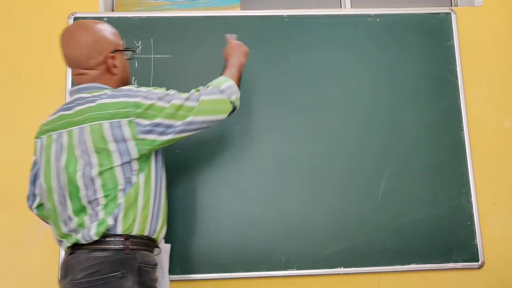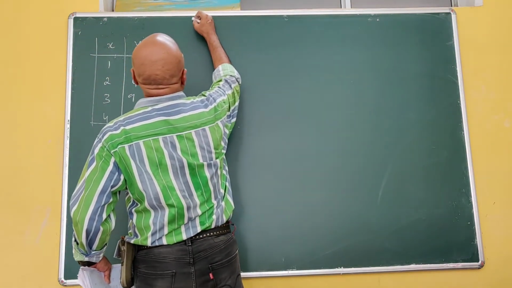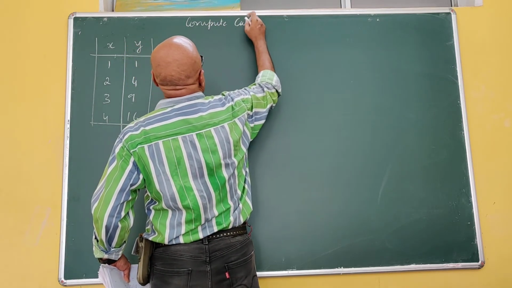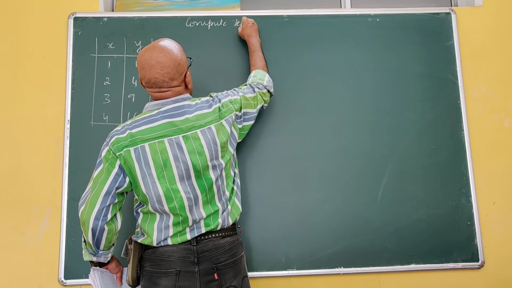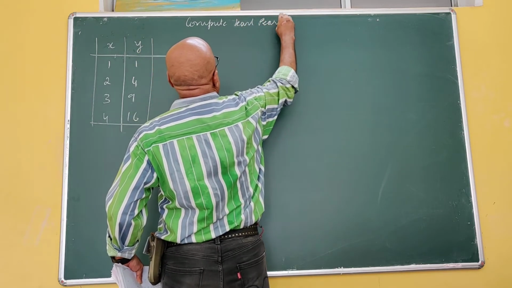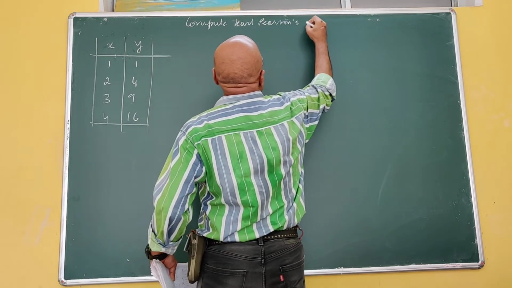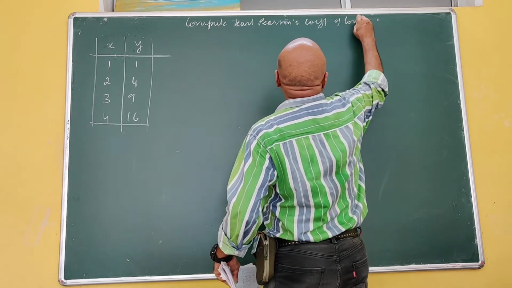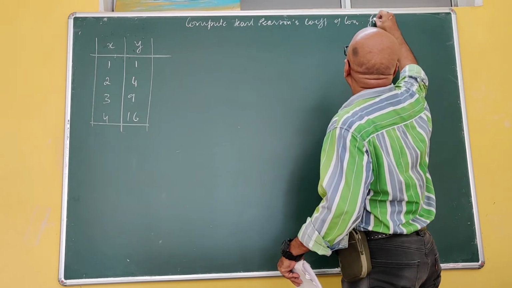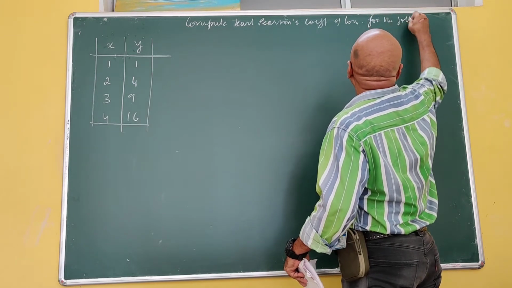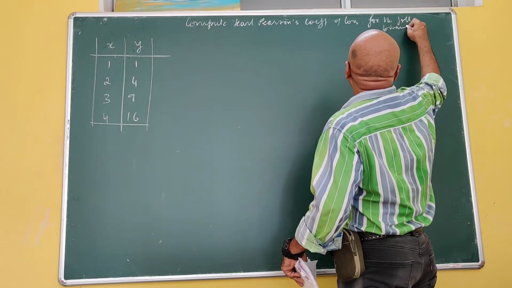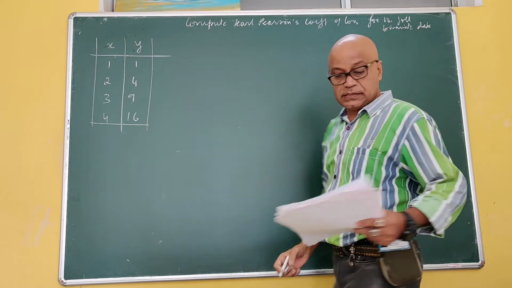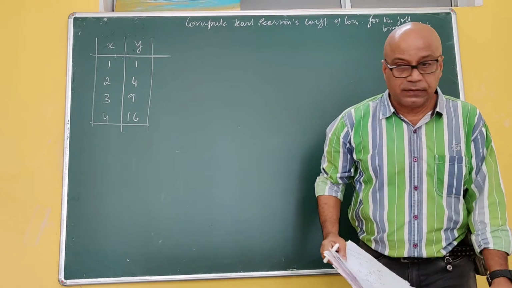So again, find Karl Pearson's, it's the same thing. Exercise: compute Karl Pearson's coefficient of correlation on the following data. Bivariate data. There are two variables. It's not a single variable data. So we are calculating the correlation.